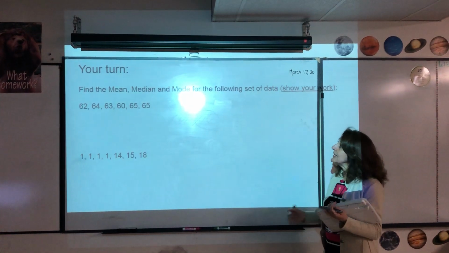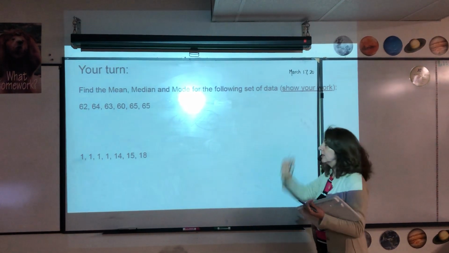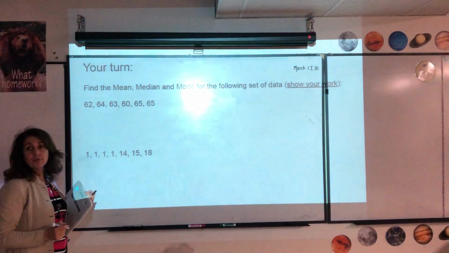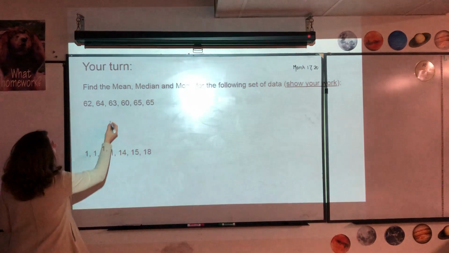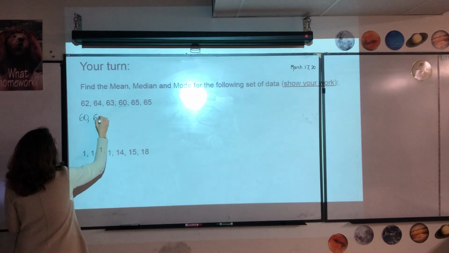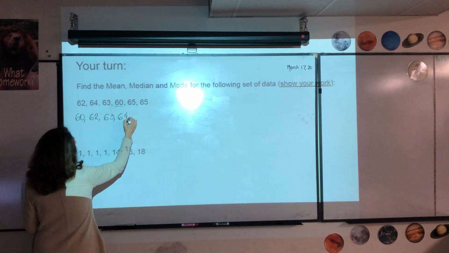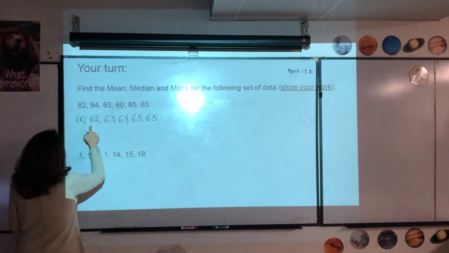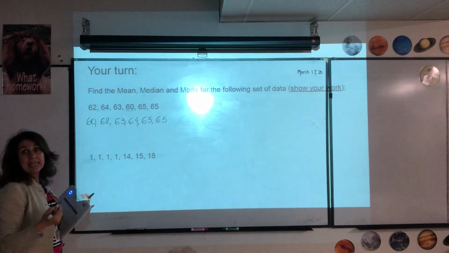Find the mean, median, and mode for the following set of data. Show your work. So the first thing I have to do over here is to put all this information in the correct order from least to greatest. So my least number here is 60. So it's going to be 60, 62, 63, 64, and then I have 65 twice. 1, 2, 3, 4, 5, 6, 1, 2, 3, 4, 5, 6. So I didn't forget any number.